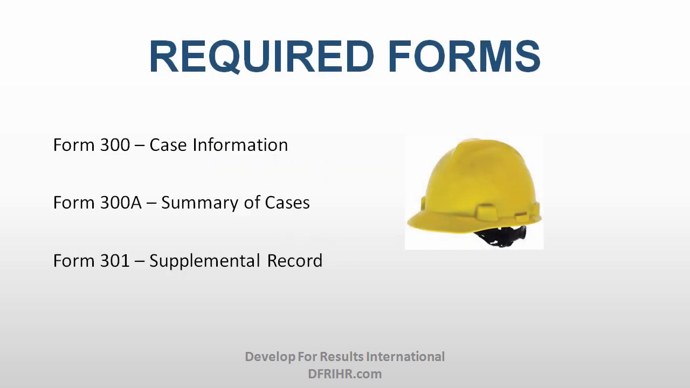The OSHA record-keeping process involves the use of specific forms. Here we present all three. The Form 300 is used to record specific details of each case. 300A provides a summary of cases for the year. And Form 301 is kept as a supplemental record of occupational injuries and illnesses. It's used to record additional information on any recorded cases.